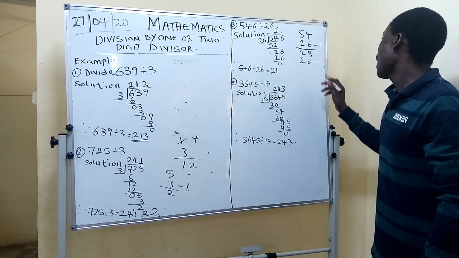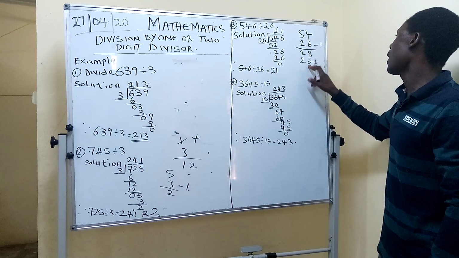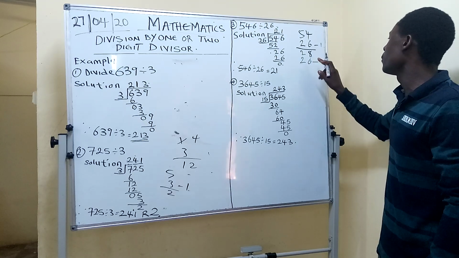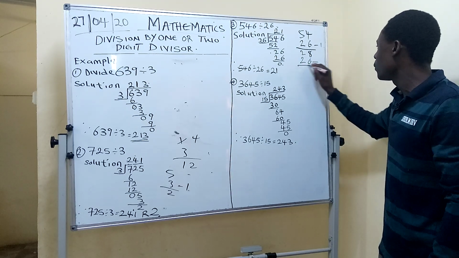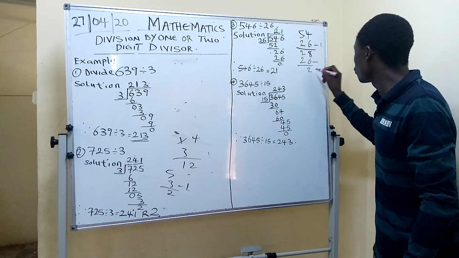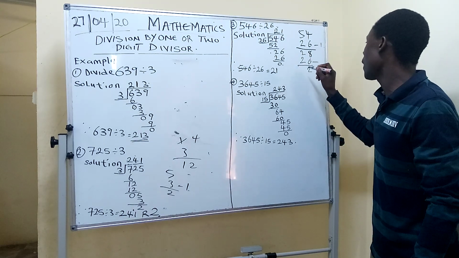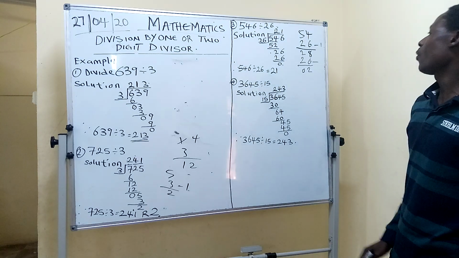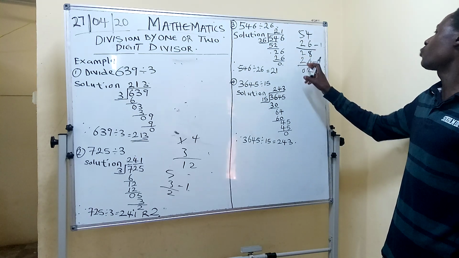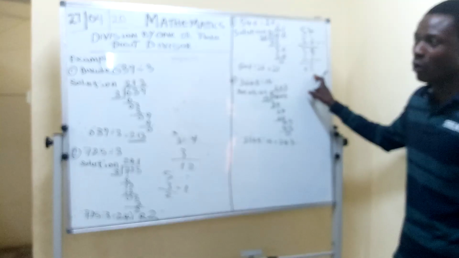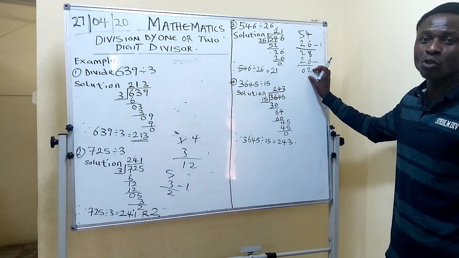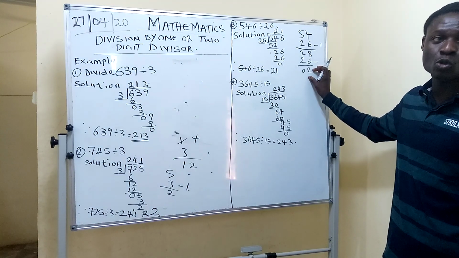We said, how many 26 can we have in 28? Remove 6 from 28. You have 2. 2 removed from 2. We have 0. So, can we continue to remove 26 from this number? No. 2 is the smaller number. We cannot have 26 in 2 again.